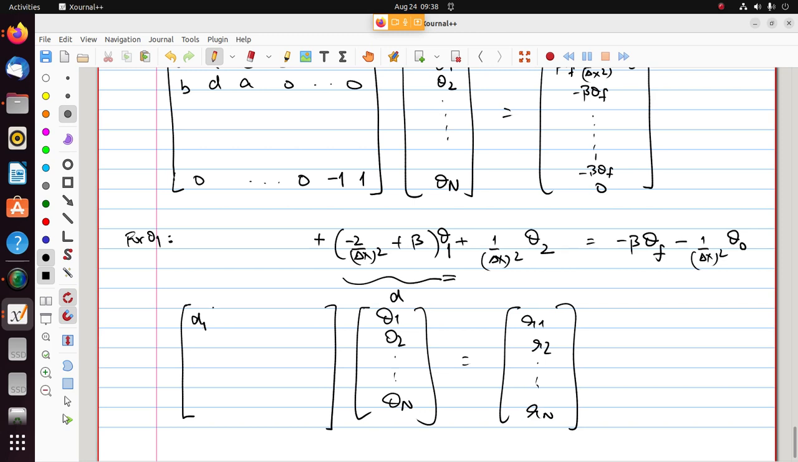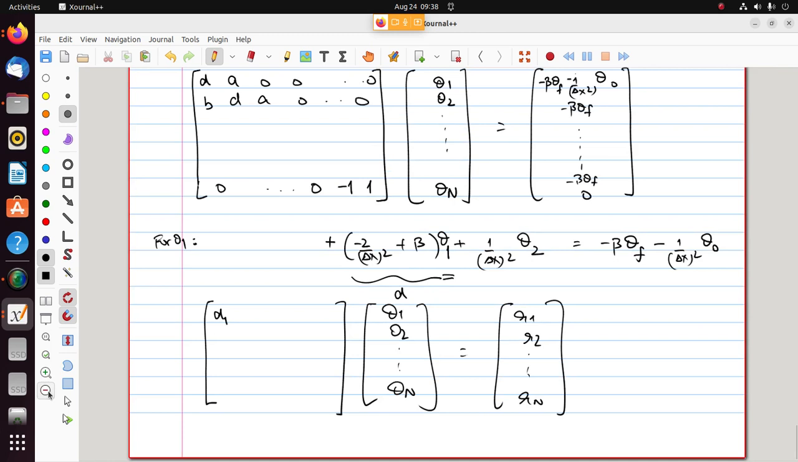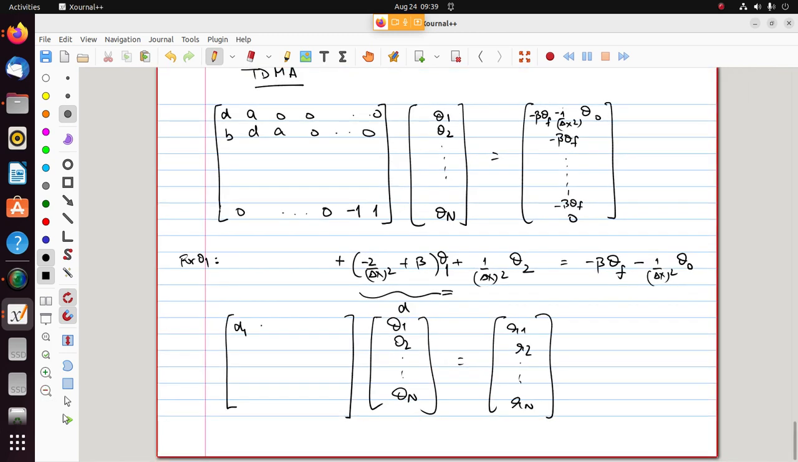So the first diagonal here is D1, then we have A1, and then we have all zeros. In the second row, we start with B2, then we have D2, then we have A2, and then all zeros all the way. And then in the second last equation, we'll have diagonal n minus 1. To the right of it, we'll have A n minus 1, and to the left of it, we'll have B n minus 1. And the final equation has B n minus 1 and all zeros.